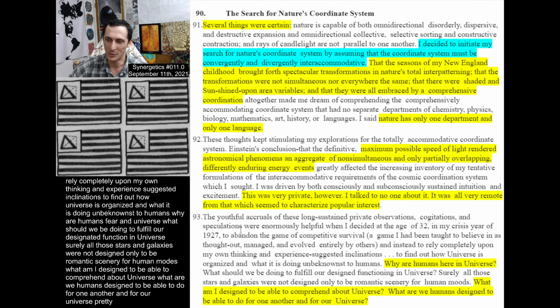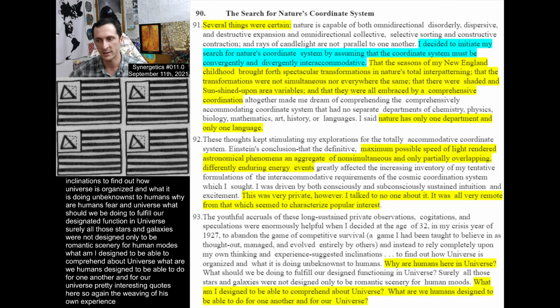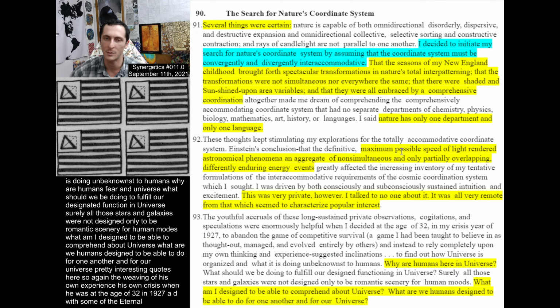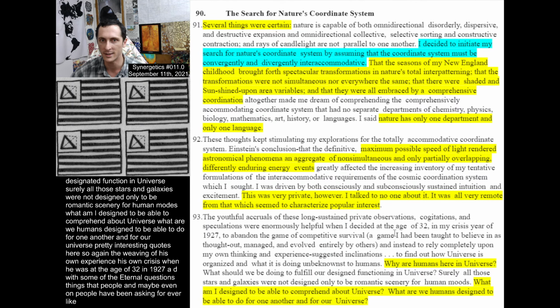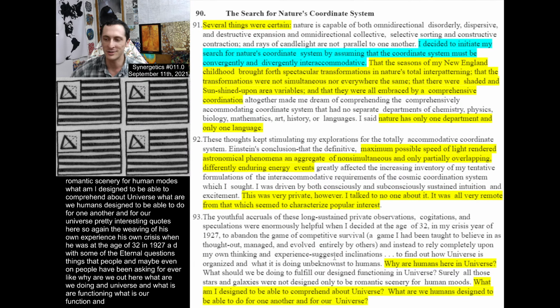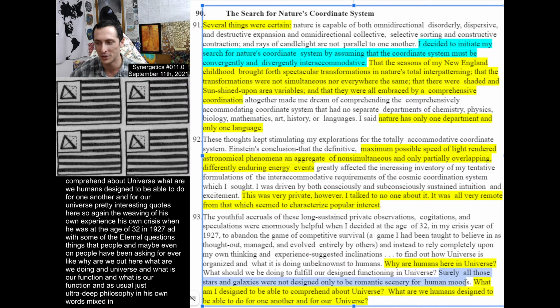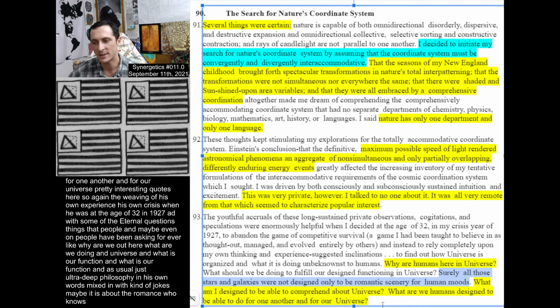Pretty interesting quotes here. So again, the weaving of his own experience, his own crisis when he was at the age of 32 in 1927 AD, with some of the eternal questions, things that people and maybe even non-people have been asking forever. Like, why are we here? What are we doing in universe, and what is our function? And as usual, just ultra deep philosophy in his own words, mixed in with kind of jokes. Maybe it is about the romance. Who knows? And also these last questions.